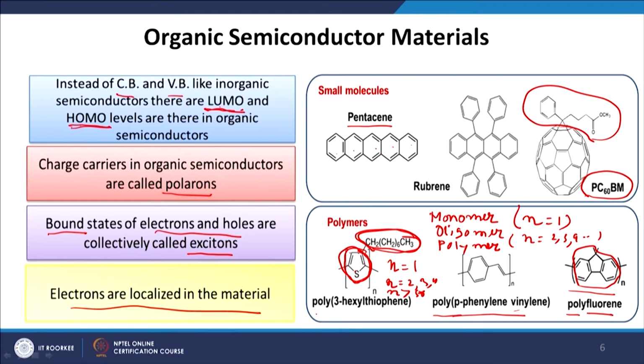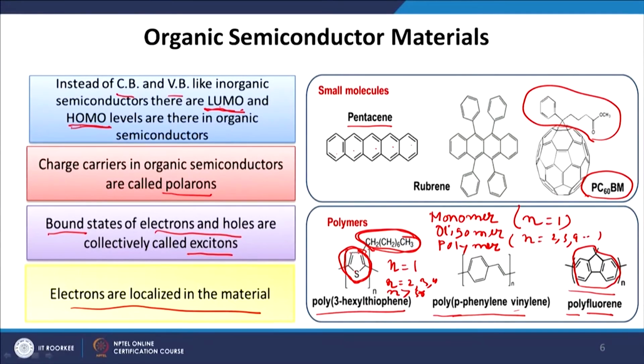Now all of these structures, whether it is poly 3-hexylthiophene or poly p-phenylene vinylene or polyfluorene, all of them have a conjugated backbone. It means that it has alternating single bonds and double bonds. As you can see in this thiophene backbone, first we have a single bond, then a double bond, then a single bond, then a double bond. Similarly here we have alternating single and double bonds. Because of this kind of structure, electrons are delocalized on these conjugated backbones, and that helps them in the conduction of electrons.